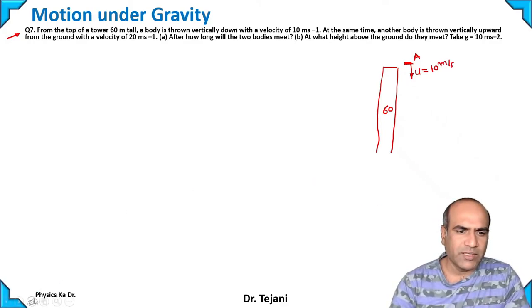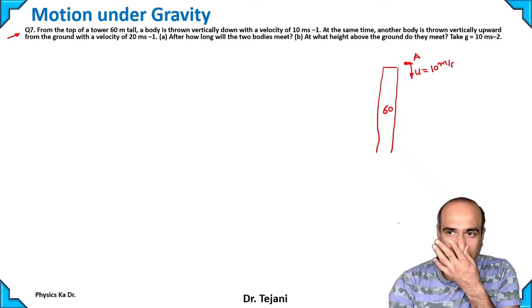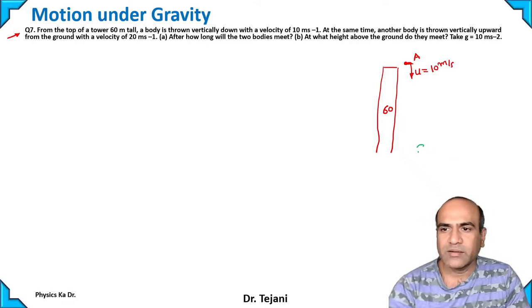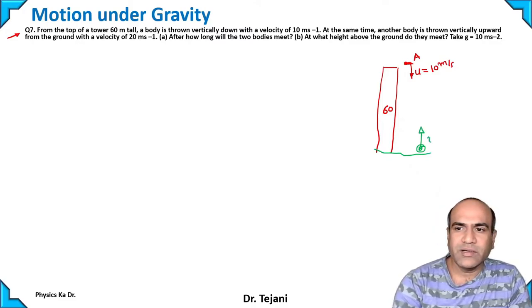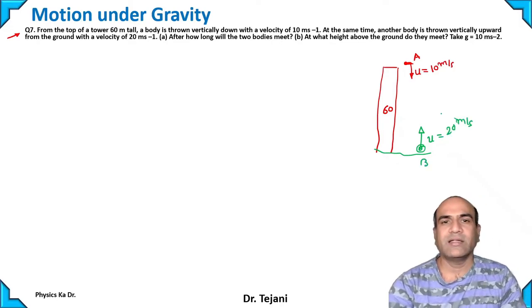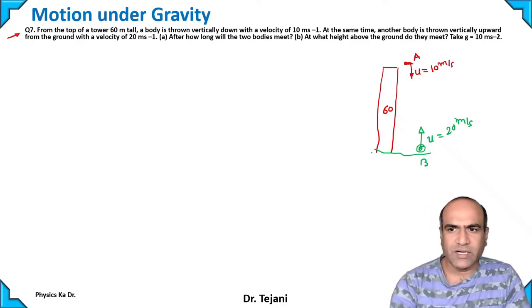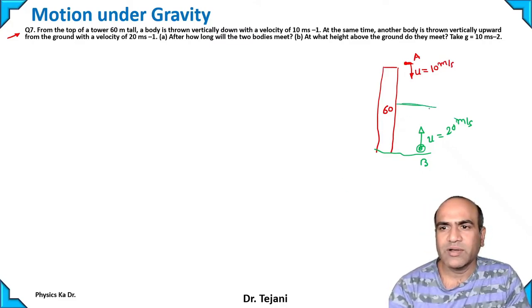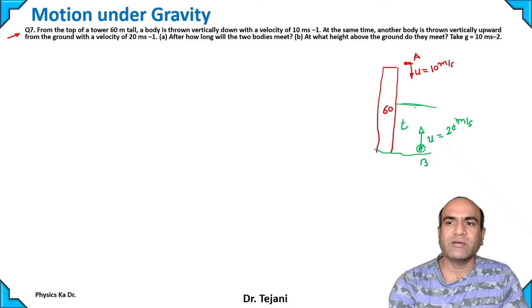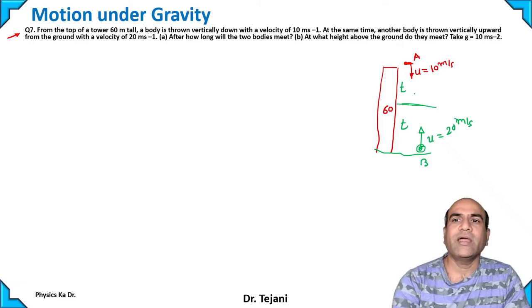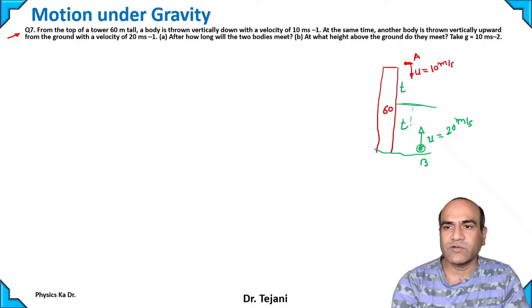At the same time, another body is thrown from the ground. Another body is thrown vertically upward, and here is body number B, at 20 meter per second. After how long do the two bodies meet? Somewhere here the bodies will be meeting, right? So we need to find the time required for that. Both times will be equal. And at what height? We need to find the height also.